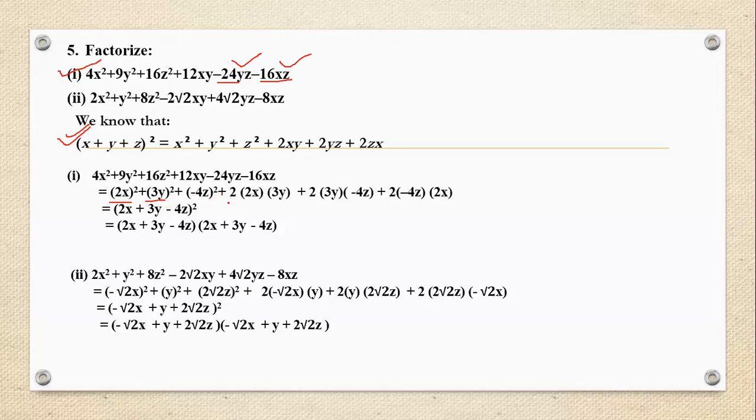According to the identity, we have 2 into first term into second term, then 2 into second term into third term. The third term is negative, and you can see the third term is minus 4z, that is negative here, because both of the last two values in the question have negative signs. So this is what we have factorized and rearranged: 2x plus 3y minus 4z whole square. This is to be written as twice. This is the factorized value of the first part.